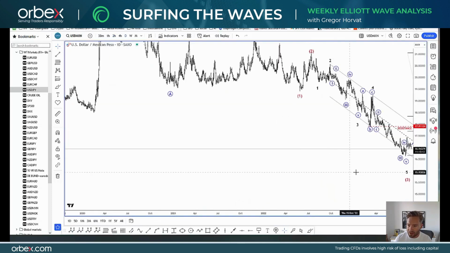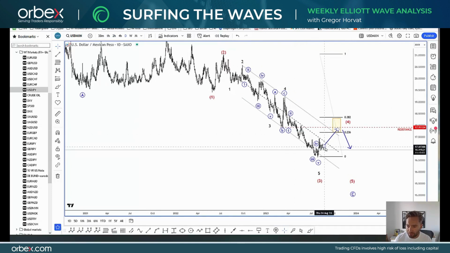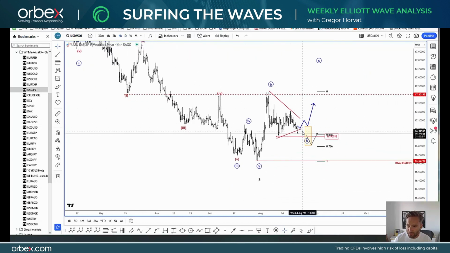Now dollar and Mexican peso is, in my opinion, in a downtrend, but after it stopped recently at this lower trend line of this parallel channel, I assume that there can be some higher degree corrective recovery still. So looking at the 4-hour time frame here, maybe that still will be some kind of a triangle in wave B of this ongoing recovery, or maybe this wave B will be a bit deeper towards 78.6%.